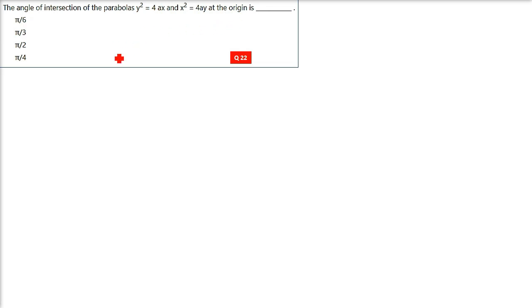So the concept is quite clear here. We have two curves. We'll find the dy by dx of both these curves. The point is not given, but the point is given. How? It is given as origin. Origin we already know in a coordinate axis scenario, the intersection of two axes, the point is (0, 0). That is the origin.